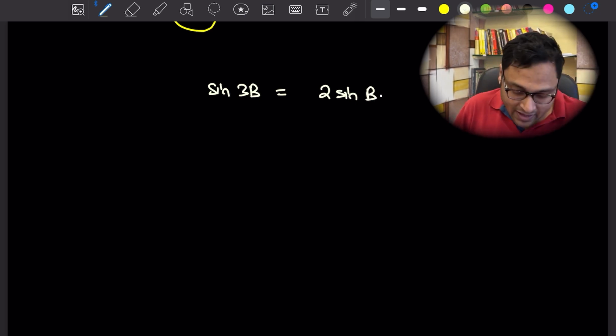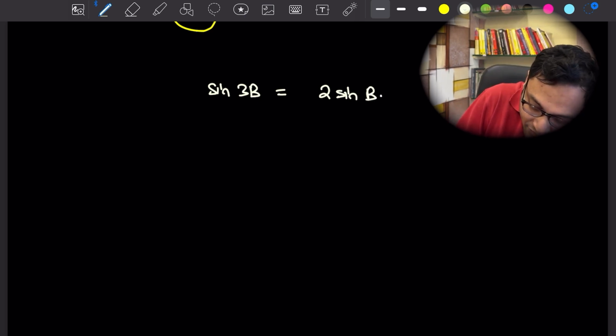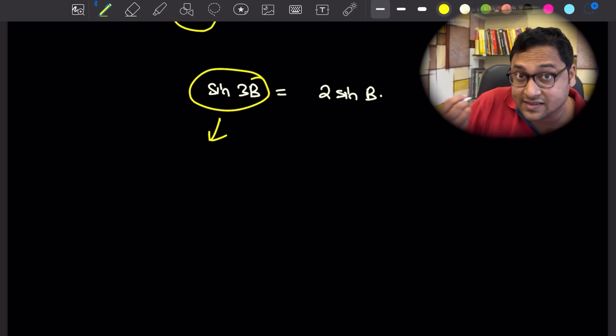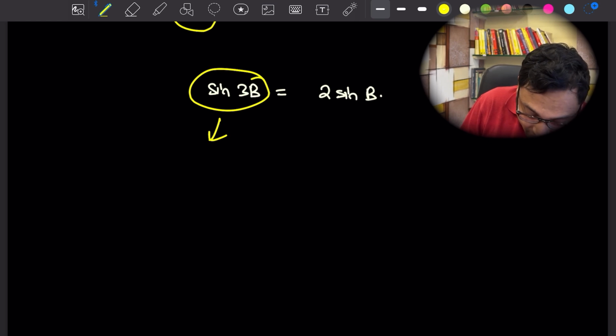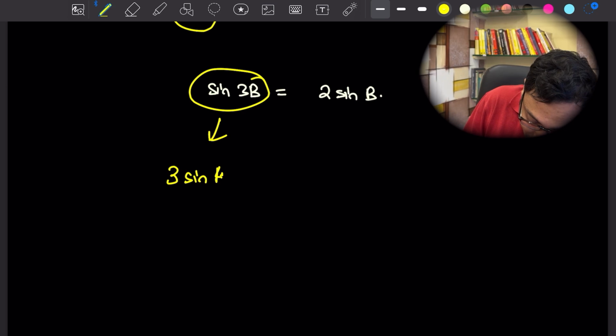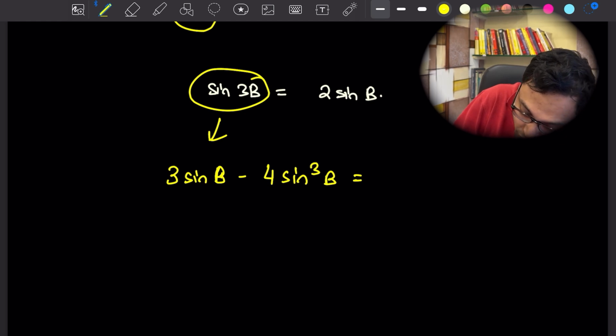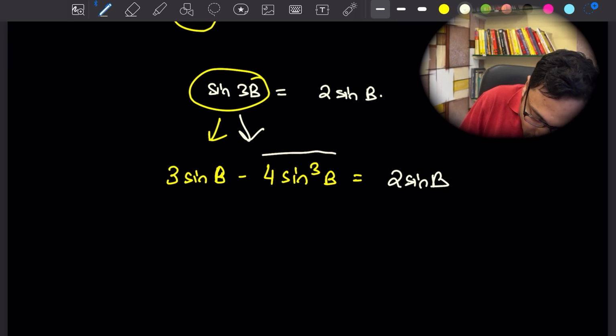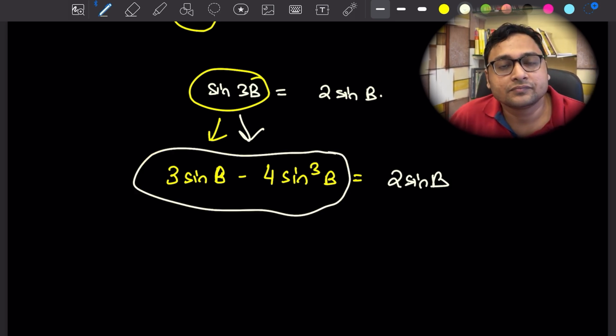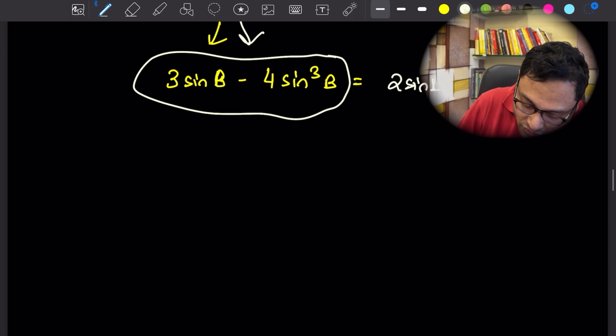Right? Okay. So now we have a sine 3b formula. We can use the sine 3b formula. So we have 3 sine b minus 4 sine cube b is equal to 2 sine b. So this is the expansion of the sine 3b formula. Right? So let's bring everything to one side.